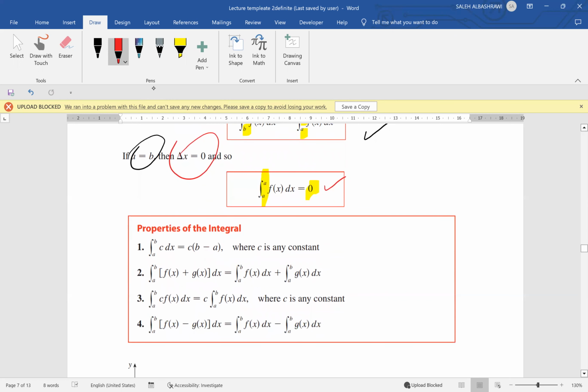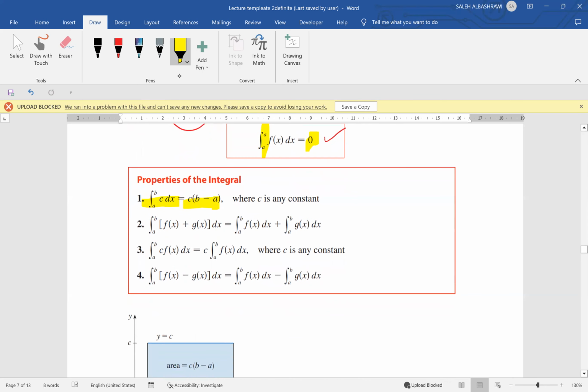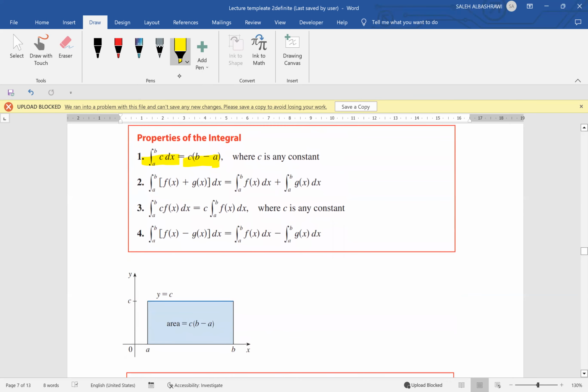Now, if we have a constant function, the integration from a to b of the constant c dx is equal to c times (b minus a). This can be explained clearly: if I have a constant function y equals c, then we have a regular shape, a rectangle. And the area of the rectangle is equal to c multiplied by b minus a. This is a very clear case.